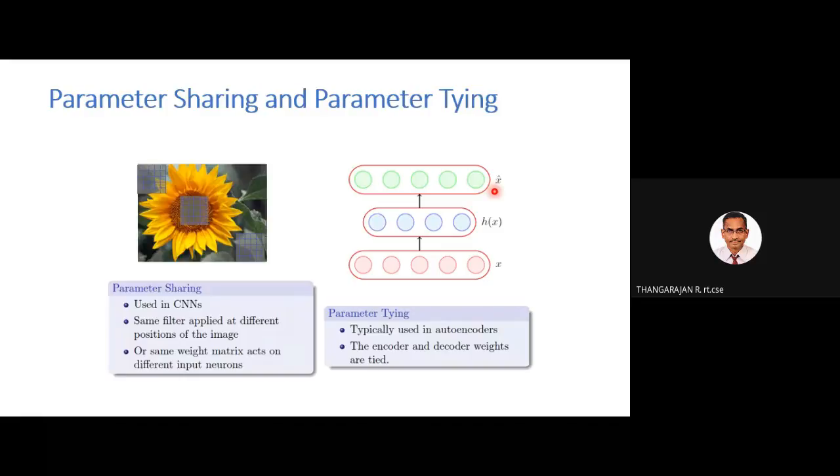In autoencoders, the weights of this matrix and the weights of this matrix are the same. You cannot have a matrix with different weights here and a matrix with different weights there. So the matrix weights at this junction are the same as the weights at this one. This is called parameter tying. Generally, parameter sharing and parameter tying is a way of improving regularization.